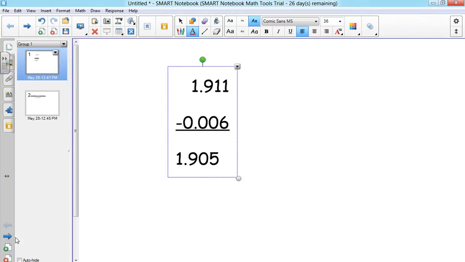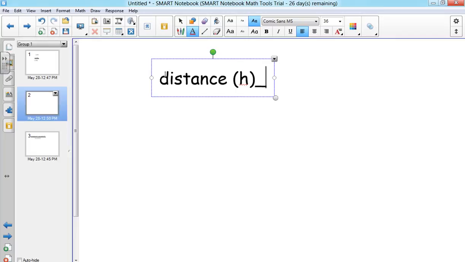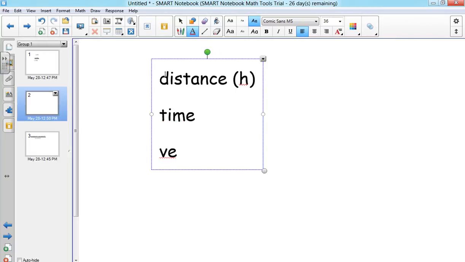Now you should be able to figure out, using this graph, both your information for distance in the horizontal, as well as your time. I also want you to figure out your velocity in the horizontal. Now how can you do that?